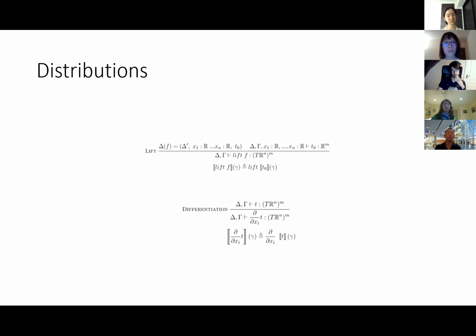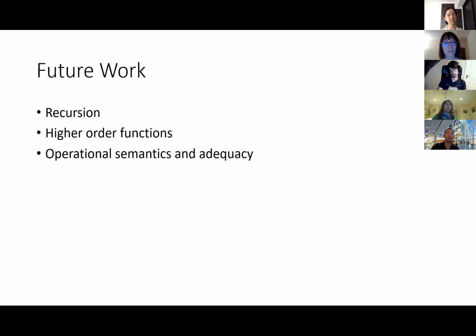That means we can lift any function that we can construct and that's real valued from a regular function into a distribution, and then we can take the derivative of that distribution freely. There's no functions that are real valued that would type check that would not be able to be differentiated. And so now we go on to future work.